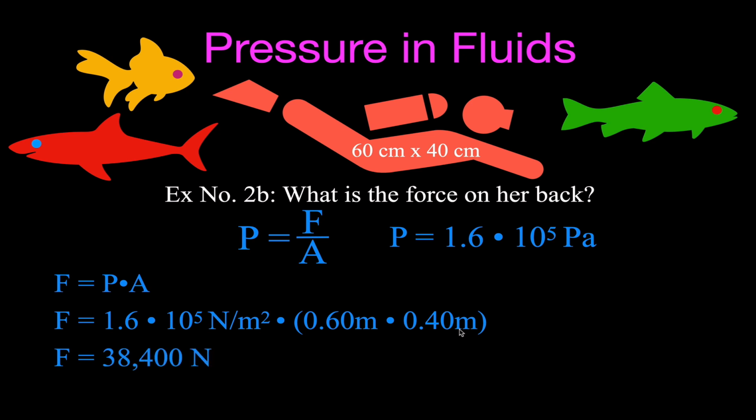38,400 newtons. Okay, and you might notice that 38,400 is a quarter of the total pressure because when you multiply 0.6 times 0.4, you get about 0.25. So that's a quarter of a meter squared. So you get a quarter of the total that we had on the previous slide of 157,000. Okay, so there you go.